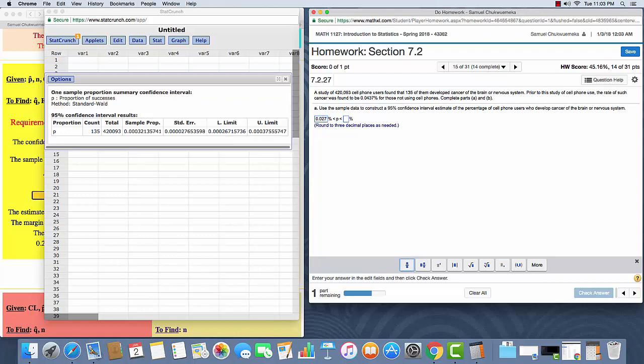0.027 as the lower bound. Then here, 0.038 as the upper bound. 0.038. Okay.